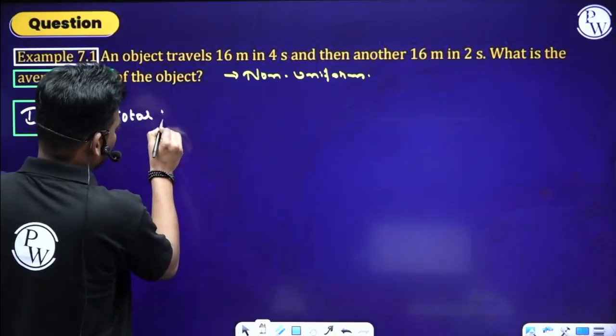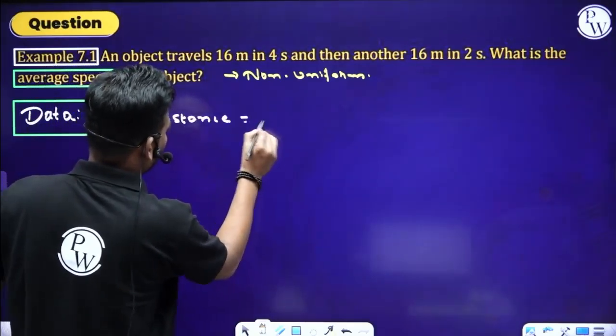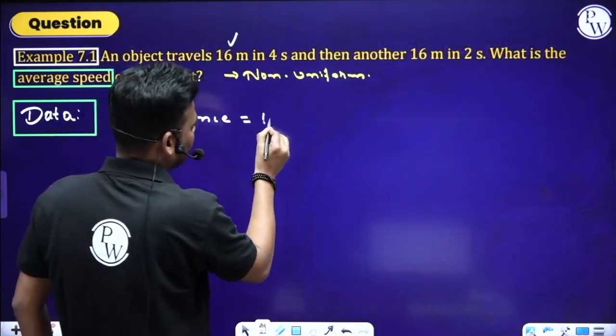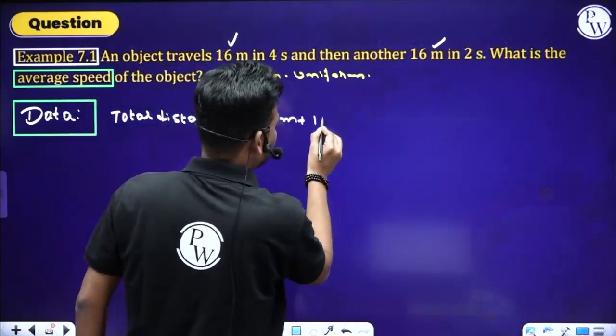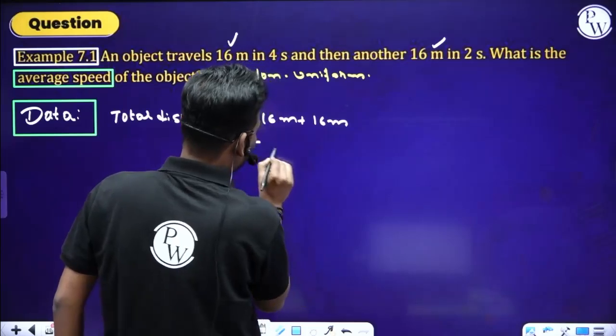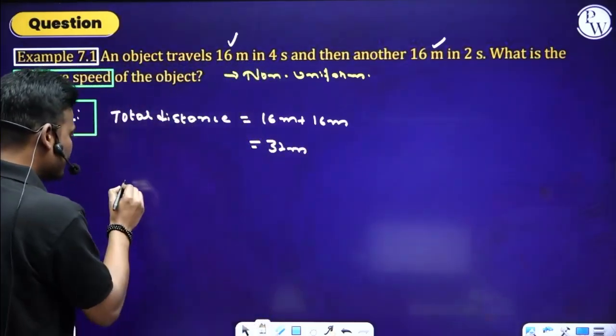Total distance. Total distance traveled. Okay, total distance. Here 16 meter. Okay, sir, 16 meter. Plus here 16 meter. Yes, sir, 16 meter. Total, it is the 32 meters, right? 32 meters. And what is the total time taken?